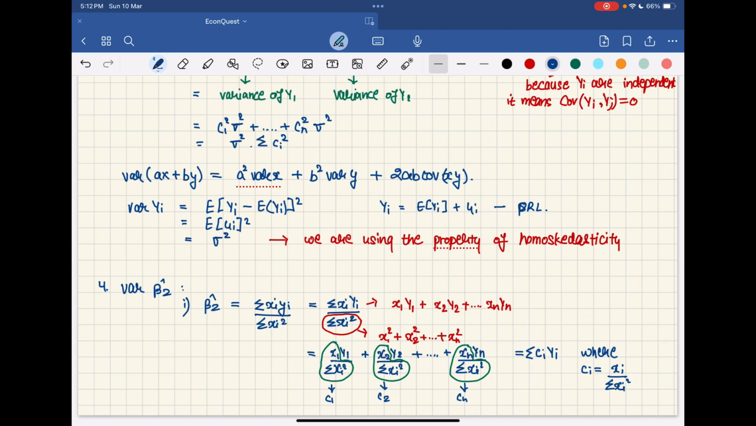Okay. At this point, I am using one assumption. We are using the assumption that xi's are non-stochastic and fixed in repeated sampling.